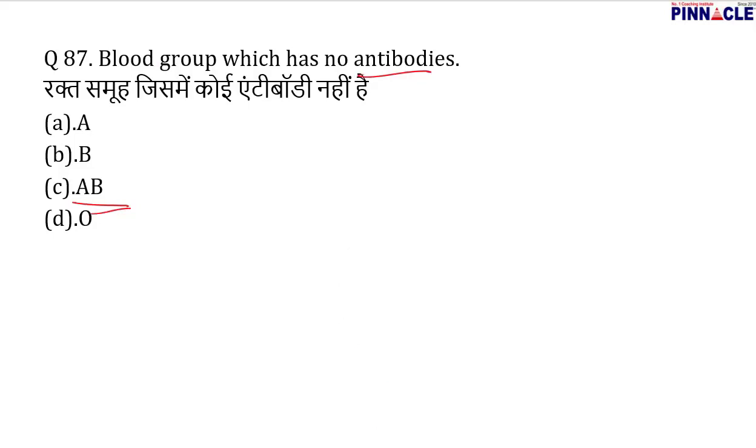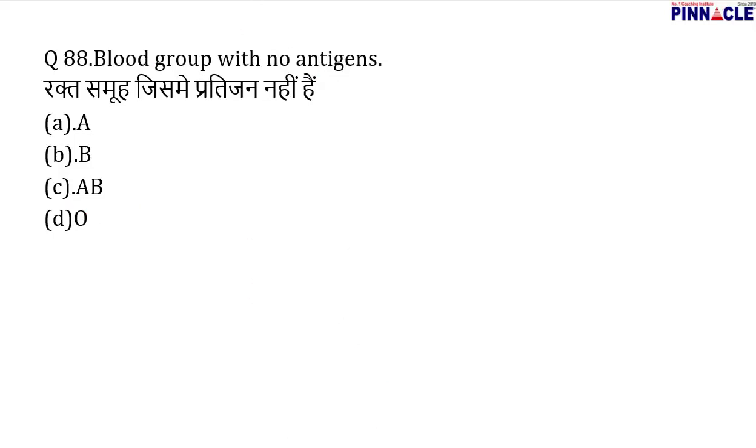After question number 87, question number 88 is blood group with no antigens. Earlier we discussed that there is a blood group which contains no antibody. Similarly, there is a blood group which has no antigen, and that particular blood group is O, and it is capable of donating blood to any other blood group, and therefore O is regarded as the universal donor. Okay, so question number 88, D is the correct option.